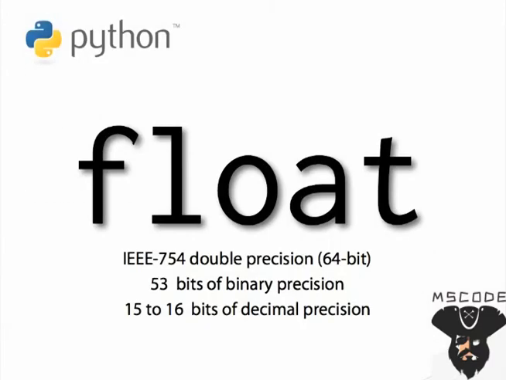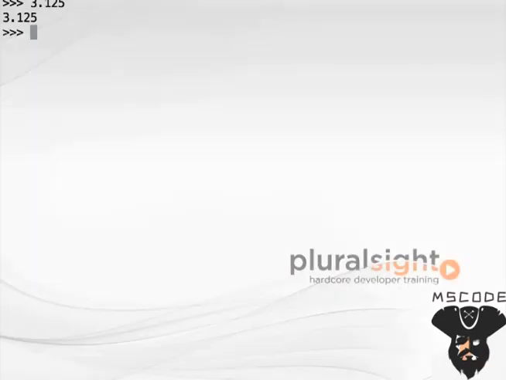Floating point numbers are supported in Python by the float type. Python floats are implemented as IEEE 754 double precision floating point numbers with 53 bits of binary precision. This is equivalent to between 15 and 16 significant digits in decimal. Any literal number containing a decimal point or a letter E is interpreted by Python as a float.